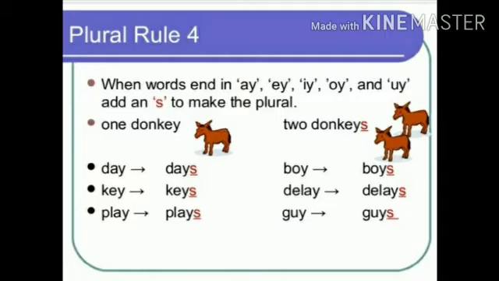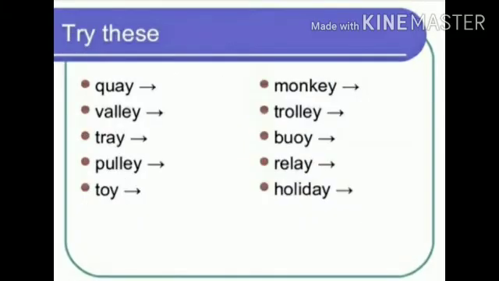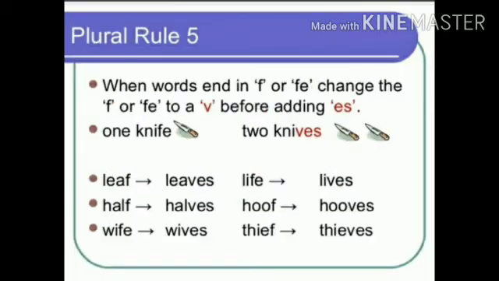So according to rule number 4, in words in which there are vowels before y, we can add s to change those nouns from singular to plural. Now write down the tasks based on rule number 4, where there are vowels before y. You just need to add s to change these singular nouns into plural nouns.